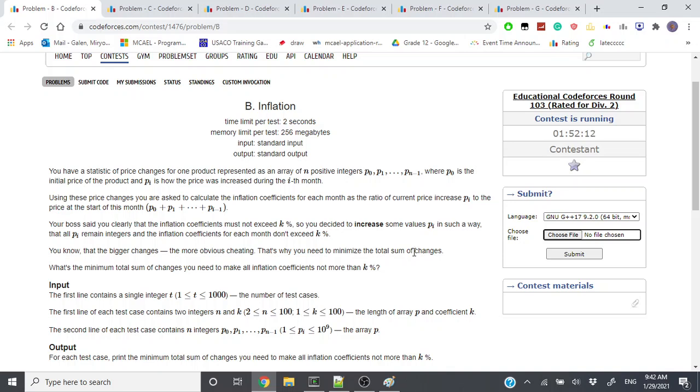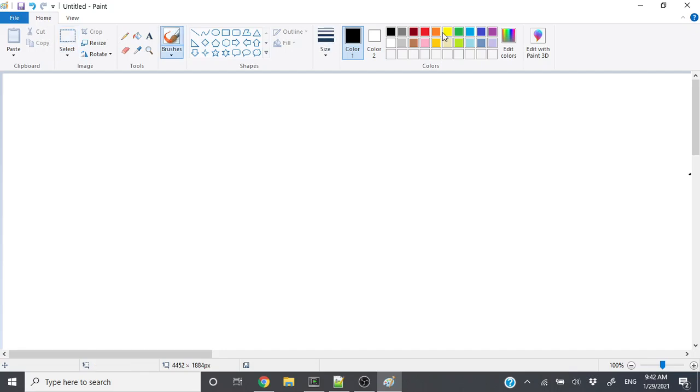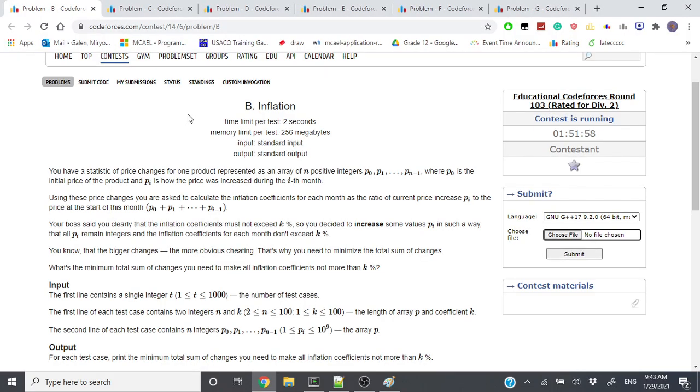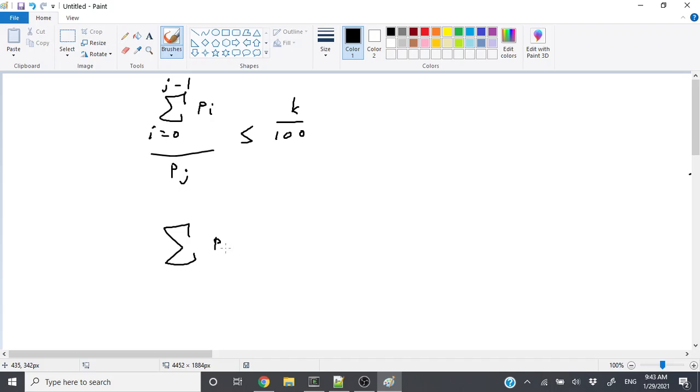So I guess it would have to be greedy. Let's say we have, okay, this is like a weird statement. So first of all, we can break down the k percent condition into something that works with integers. We want the sum of all previous pi, i equals 0 to j minus 1, over pj, j being the current number we're at, to be less than or equal to k over 100. Meaning we can cross multiply to make everything work in integers, like the sum of pi times 100 is less than or equal to k times pj. So now that gives us integers.